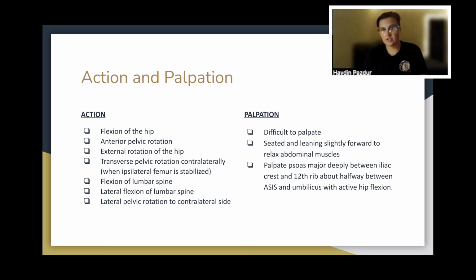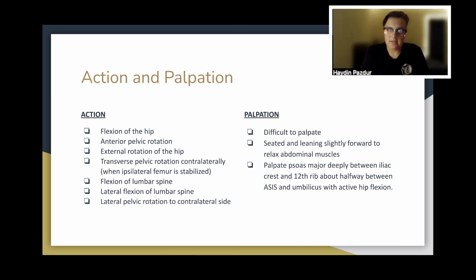Now, actions. There's a lot of actions with the psoas major, and this goes along with the iliopsoas as well, but these actions are just of the psoas major. The actions of the psoas major are flexion of the hip, anterior pelvic rotation, external rotation of the hip, transverse pelvic rotation contralaterally when the ipsilateral femur is stabilized, and flexion of the lumbar spine, lateral flexion of the lumbar spine, and lateral pelvic rotation to the contralateral side.